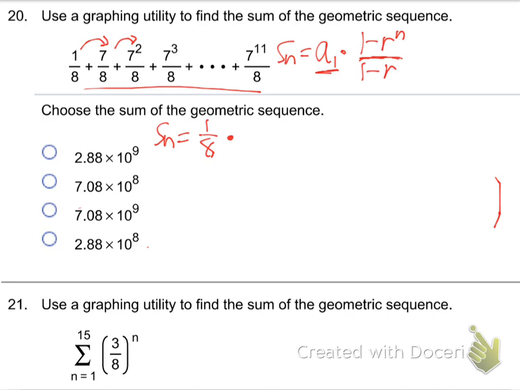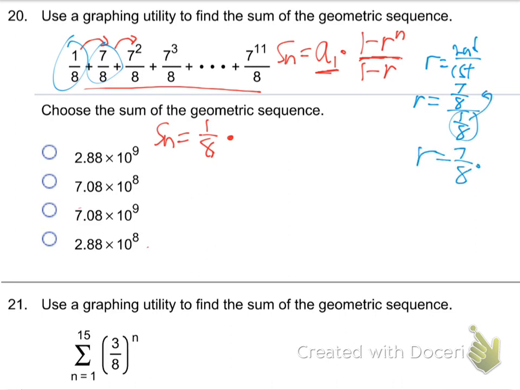If you're not sure, remember how you can do R. If you can't tell, then you can always formally say, well, R is second term over first term. It's 7/8 over 1/8, right? Second term over first term. Flip that 1/8 up. R is 7/8 times 8 over 1. The 8's cancel. Sure enough, R is 7 as we observed. R is 7. Okay. So then we'll go back to 1 minus R to the n over 1 minus R.